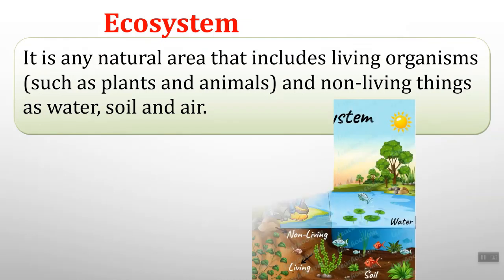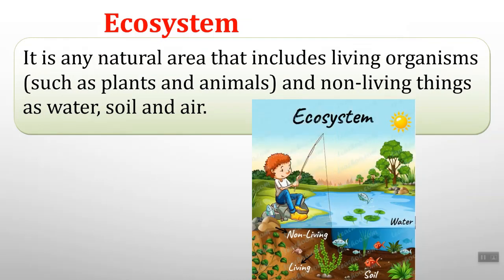What is the ecosystem? The ecosystem is any natural area that includes living organisms such as plants and animals, and non-living things such as water, soil and air. This is called an ecosystem.